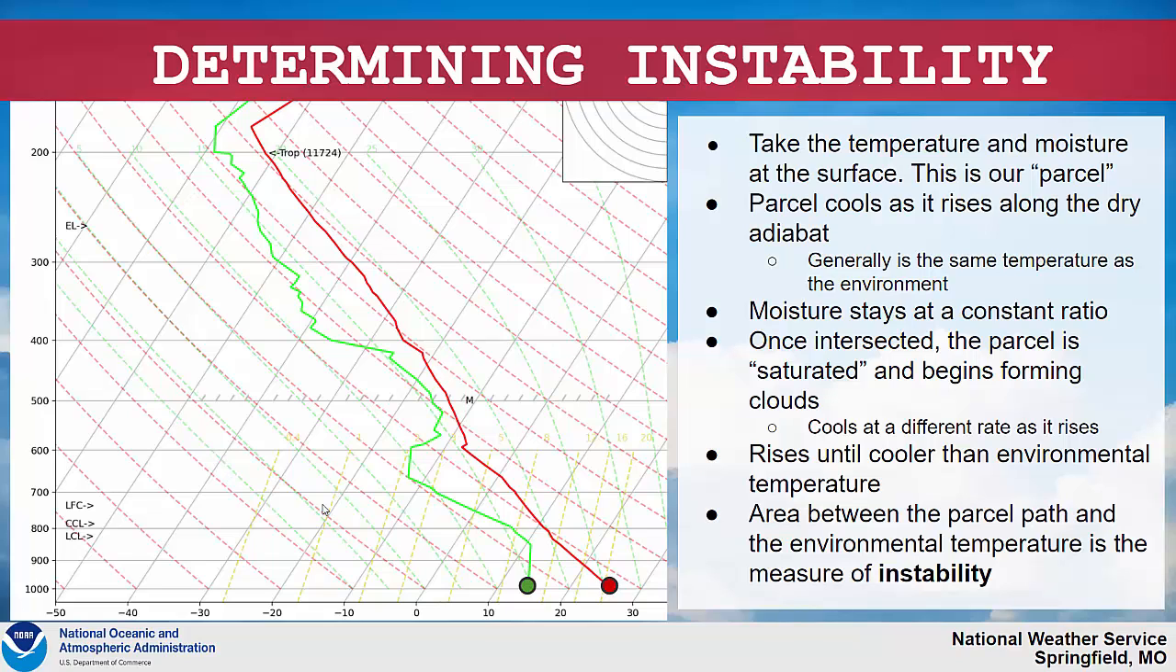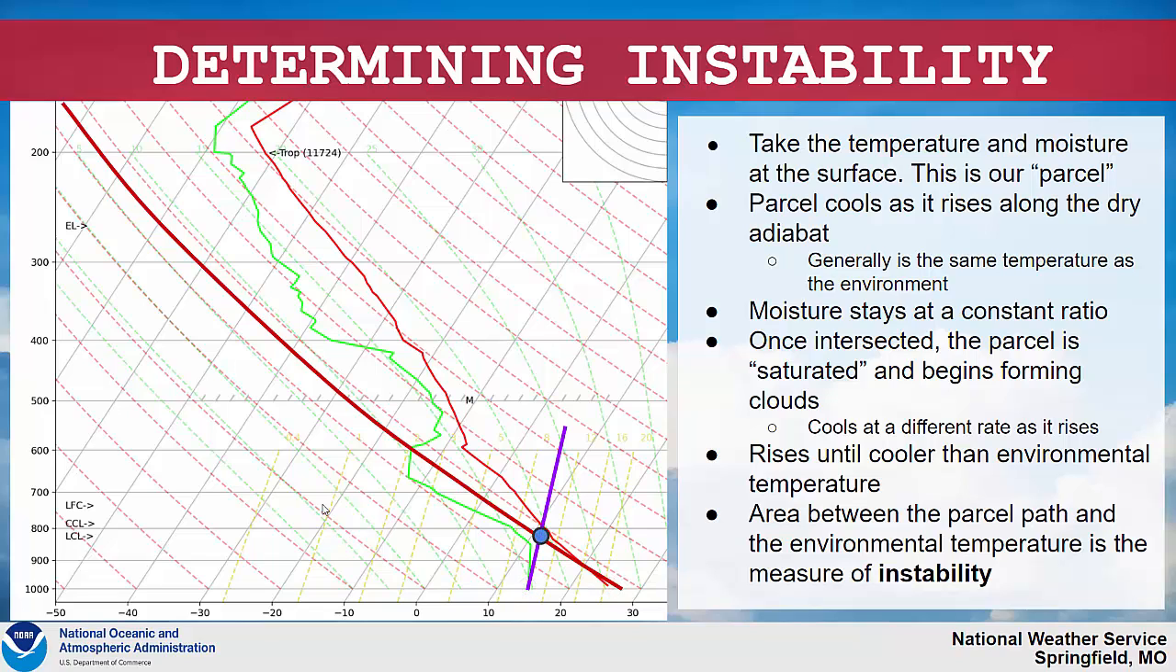But remember, it cools as it rises at the rate of the dry adiabat, which is this line shown here. So if we match that line up with the temperature point, we can see the path that it takes while rising. So we can see it's generally the same temperature as the environment. Next, we have to take into account how much moisture we have as we rise. This will stay at a constant ratio, so it will follow this purple line, or the mixing ratio line. Where the red and purple lines intersect is where the parcel becomes saturated and starts producing clouds.